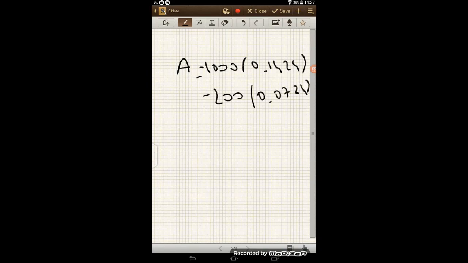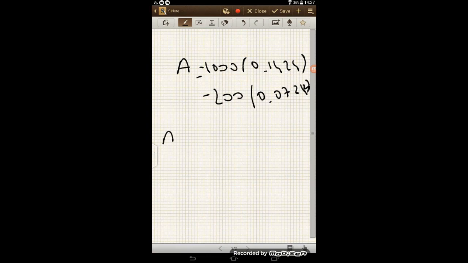A is 1000 times, for 10 years it was 0.1424, minus 200 times A over F, which is 0.0724. We are gonna multiply.